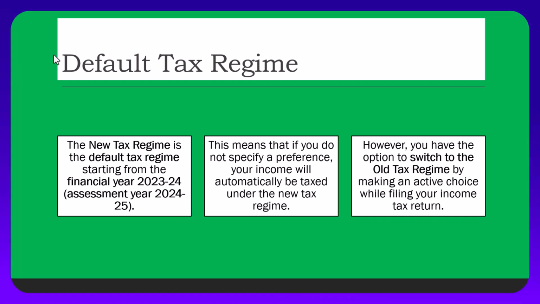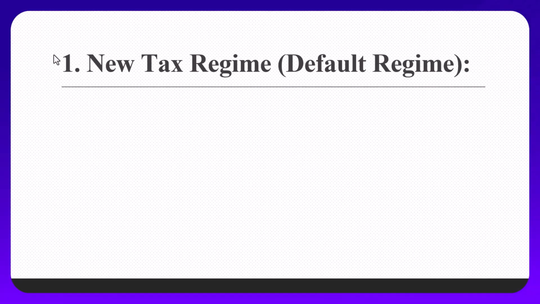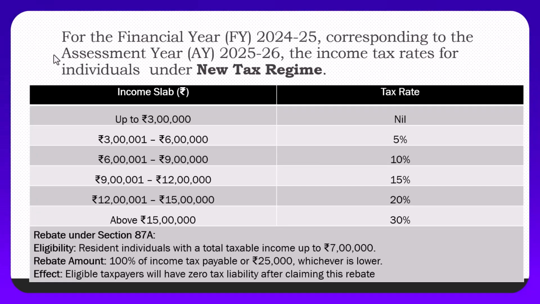So the default tax regime is the new regime. If you have not opted for any regime, you have to pay tax as per the new regime. Otherwise, if you find the old regime is beneficial, you can opt for the old regime before you file your income tax return. So I'll just show you the, okay, this is the last slide.